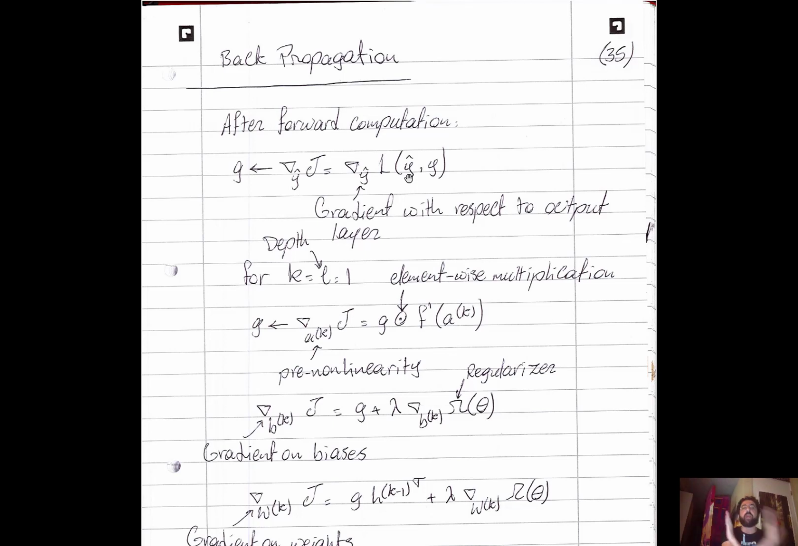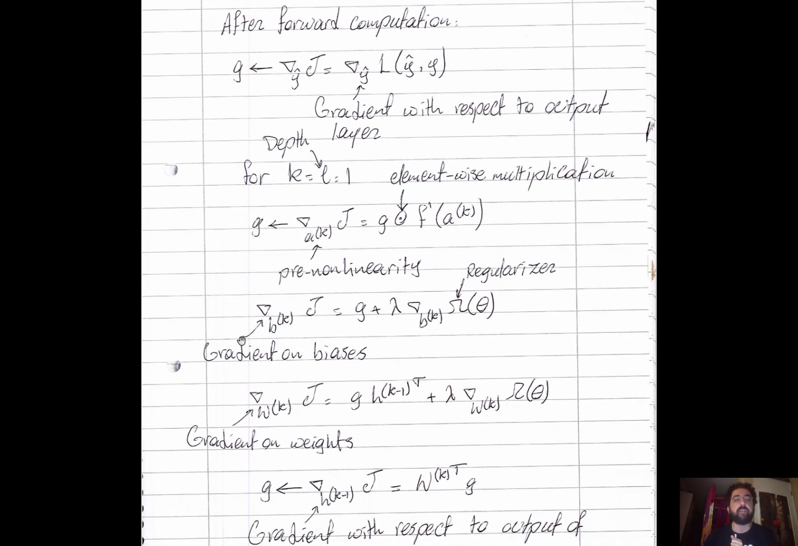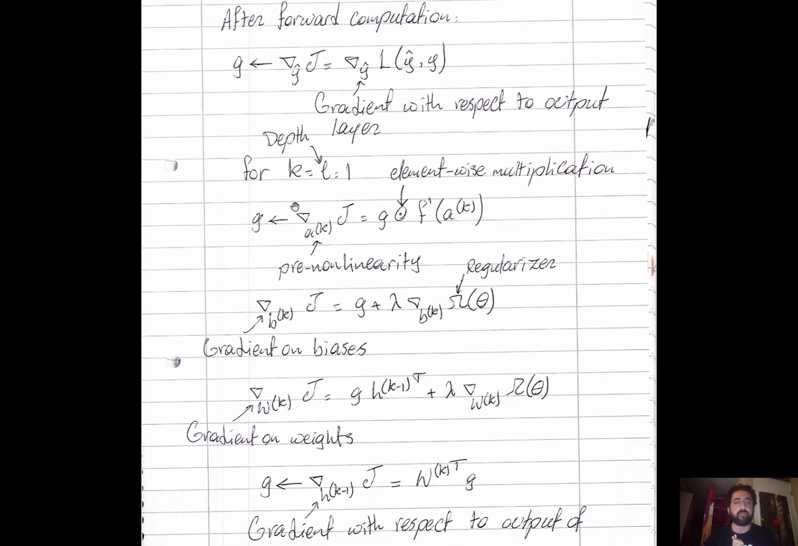And then we go backward, right? So here the for loop goes from L to 1, right? So from the last layer to the first layer. We have g, the value of the current gradient with respect to the output of the current layer. Then we update this g. How do we update it?